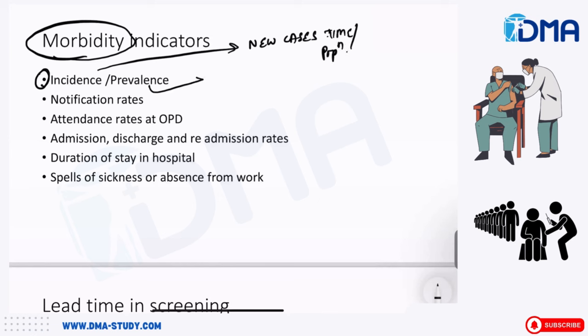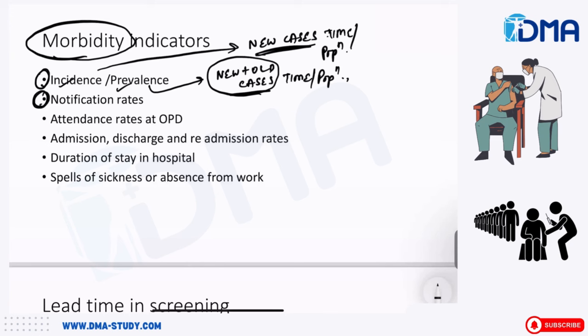Fine. Prevalence is the total number of cases, which is both new and old cases, in specified time and specified population. Clear? Incidence is new, prevalence is both new and old. In case of notification rates, means disease notification rates, if there is any epidemic for that reason, you have to notify it to the health sector. So that is known as notification rates.